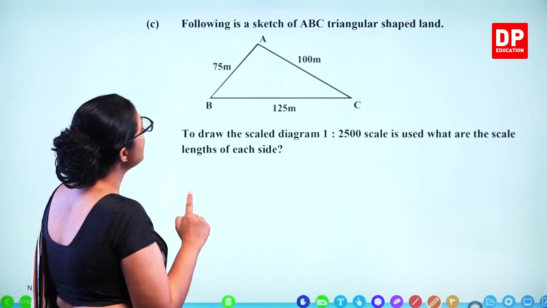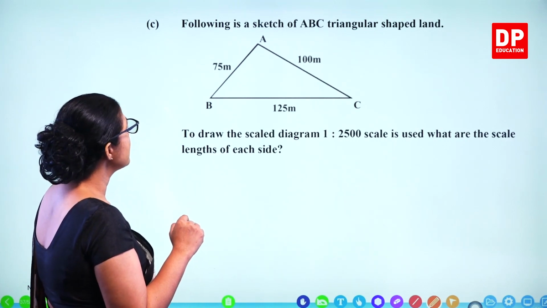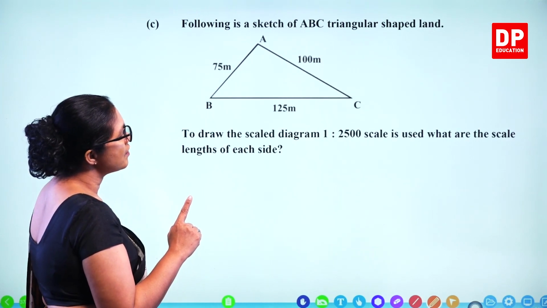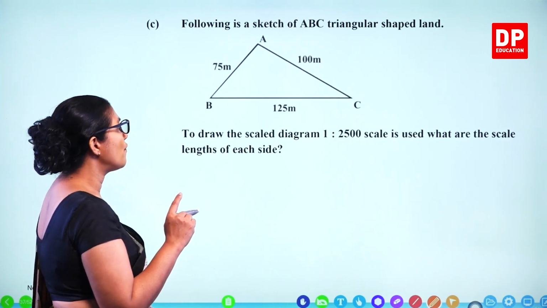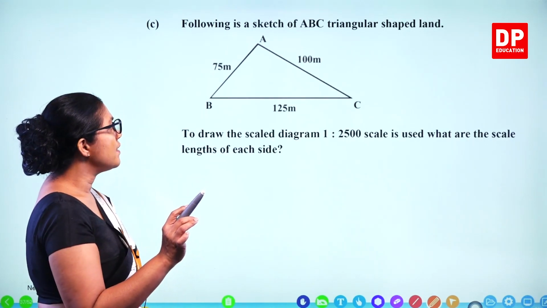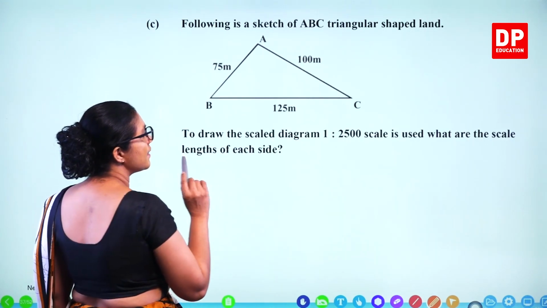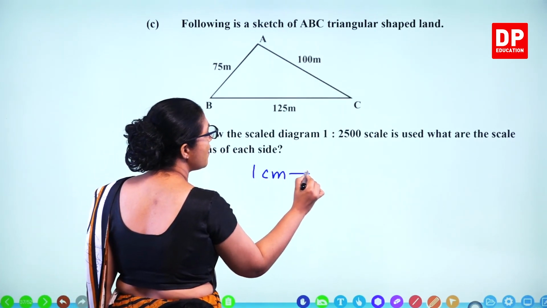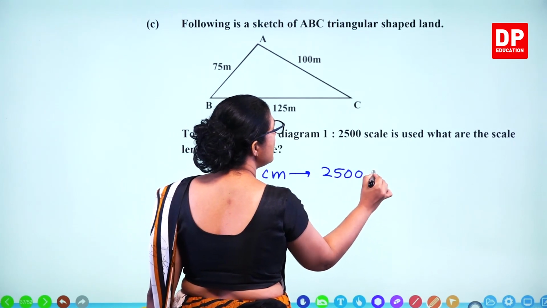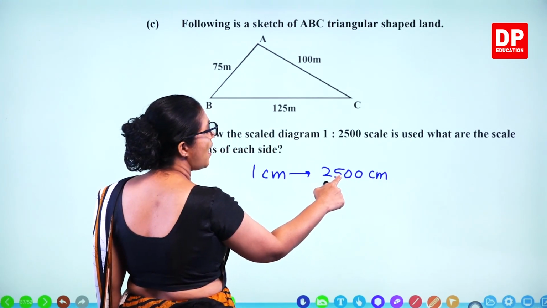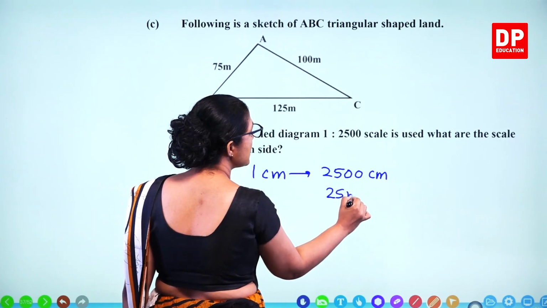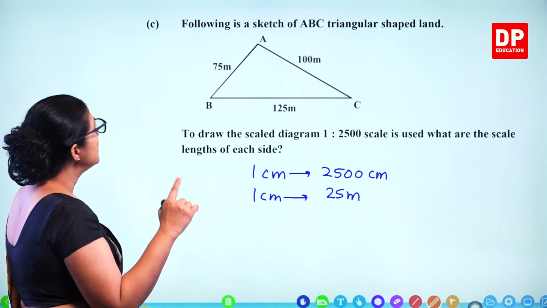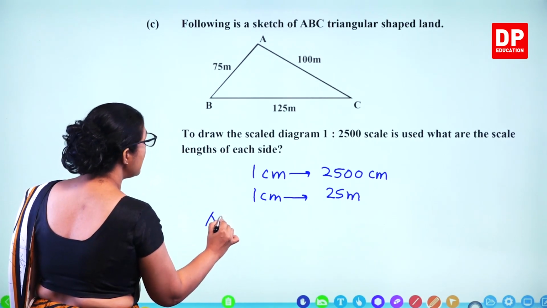Part C. Following is a sketch of ABC triangular shaped land. To draw the scale diagram, 1 to 2500 scale is used. What are the scale lengths of each side? You don't have to draw this. You have to give the scale length. 1 to 2500 means 1 centimeter represents 2500 centimeters. So divide by 100, that's 25 meters is 1 centimeter. That's the scale. So how do you represent AB length?